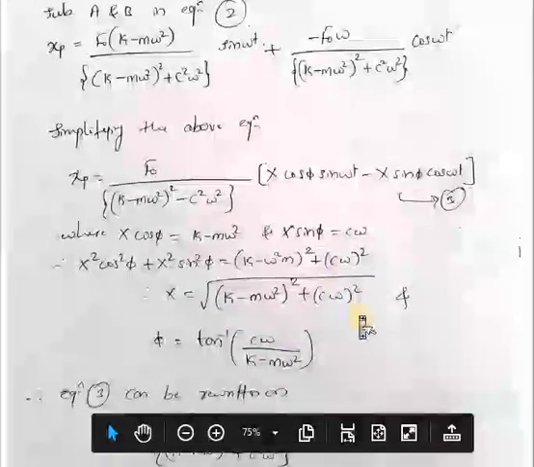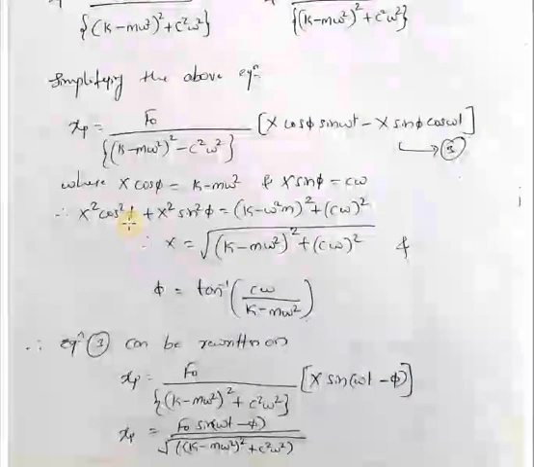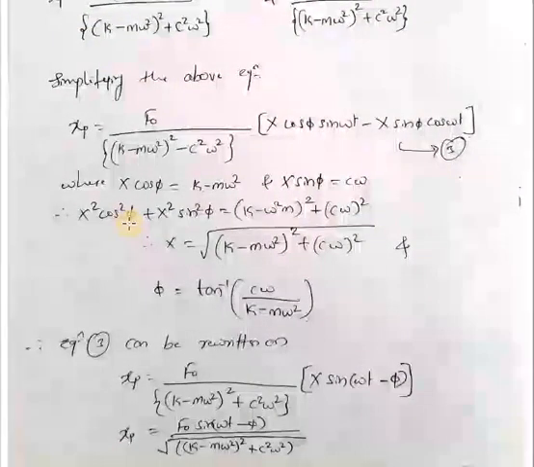So now let us consider these two terms which are substituted. If you square and add these two, that is x square cos square phi plus x square sin square phi equals the square of this plus the square of this, we'll get the value of x, because sin square theta plus cos square theta is 1. So x will be the root of (k minus m omega square) whole square plus (c omega) whole square, and you can write the angle phi as tan inverse of c omega divided by (k minus m omega square).